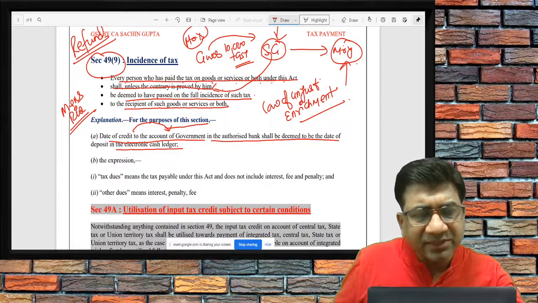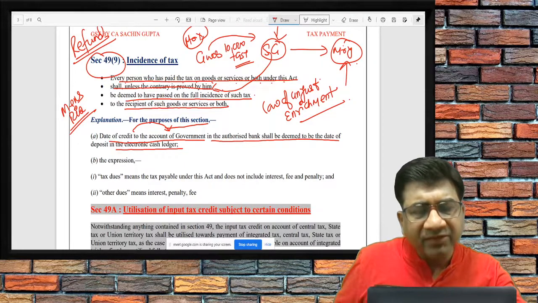Are you getting some sense? Sir, it is making sense in the sense that nowadays all are online payments, so it is happening instantly. Once you make the payment, that same day the deposit is made to the government account. Now, if you deposit in the cash ledger, that will be deemed as credit to the government.